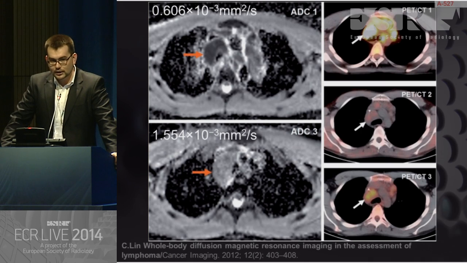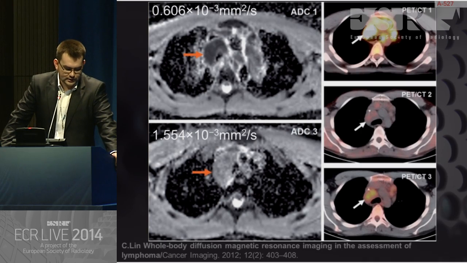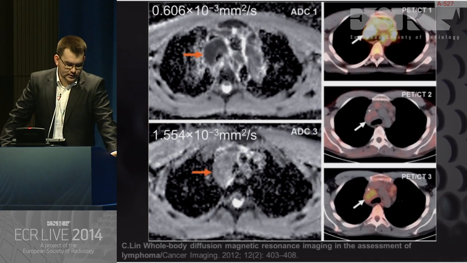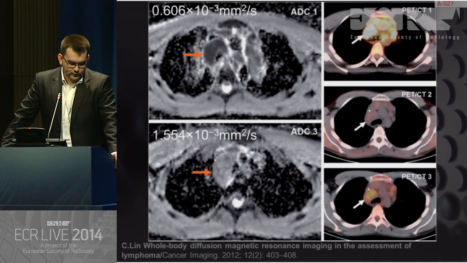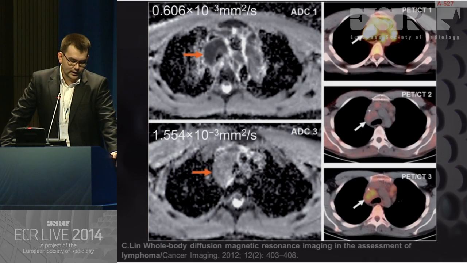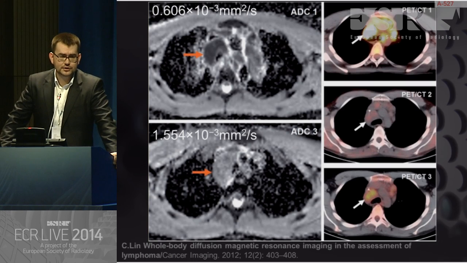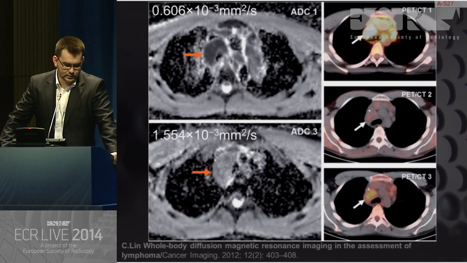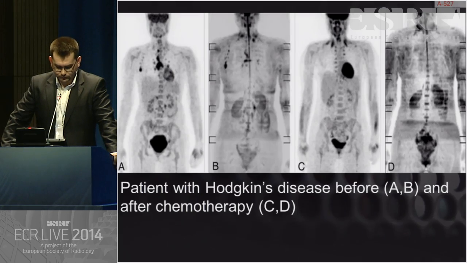Low residual FDG uptake was noted after 2 courses, which increased in intensity after 4 cycles of chemotherapy. But mediastinoscopic biopsy directly after the 3rd PET CT scan revealed no evidence of residual disease.